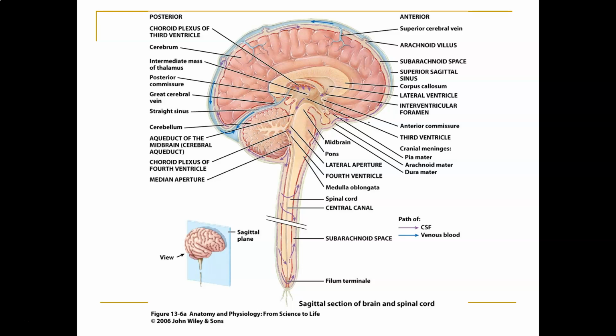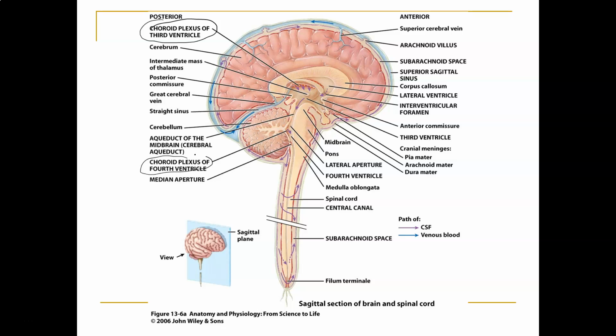Now, this slide has way too much text on it, but I'm going to use it to briefly go over the circulation of cerebrospinal fluid in the ventricles and in the subarachnoid space. So, cerebrospinal fluid is actually made by a structure called the choroid plexus. And there's actually one in each ventricle: the two lateral ventricles, the third ventricle, the fourth ventricle.